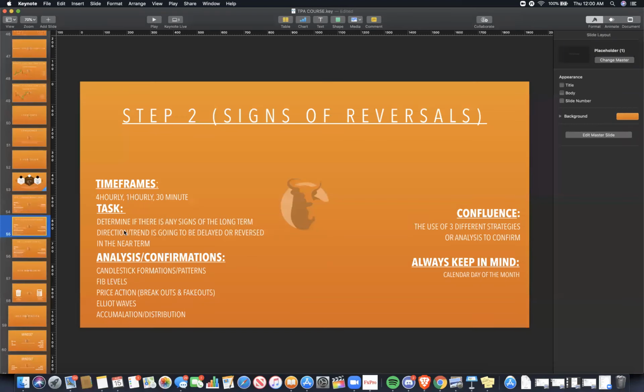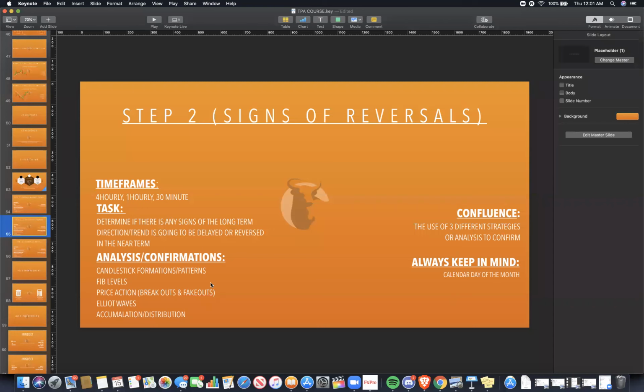So our goal here is to determine if there's any signs that the long-term trend or retracement or direction is going to be reversed, right? So key things to pay attention to in step number 2 now, right? We're looking at the 4-hour, the 1-hour, and the 30-minute. Things you want to factor in are what day of the month we're in, right? On top of that, you want to keep in mind if there are any news events playing in today, tomorrow, or throughout the week, right?